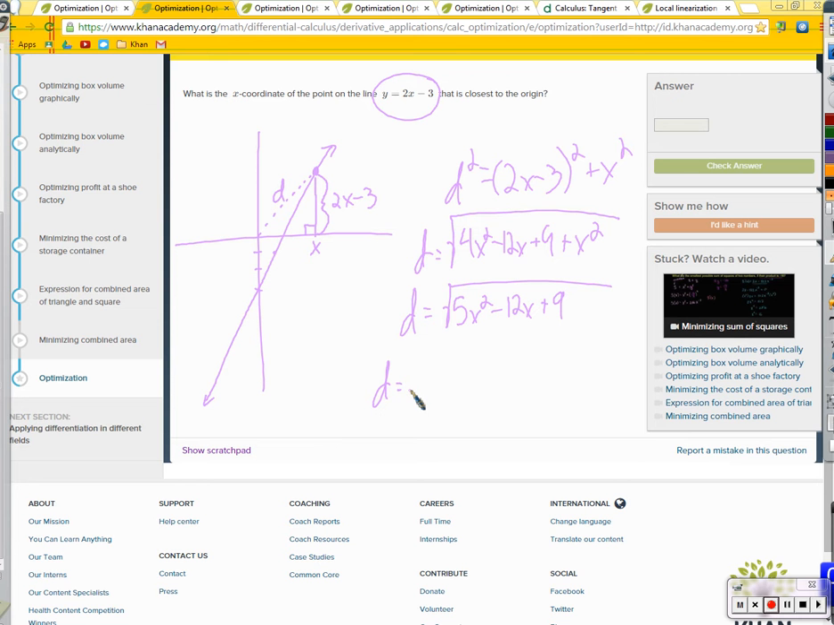So D prime equals what? 1/2, because it's to the 1/2 power, so keep that in the back of your mind, times the function, 5x squared minus 12x plus 9, to the negative 1/2. Very good. Times 10x minus 12. And we're done. And we do what with this function? Set it equal to 0.